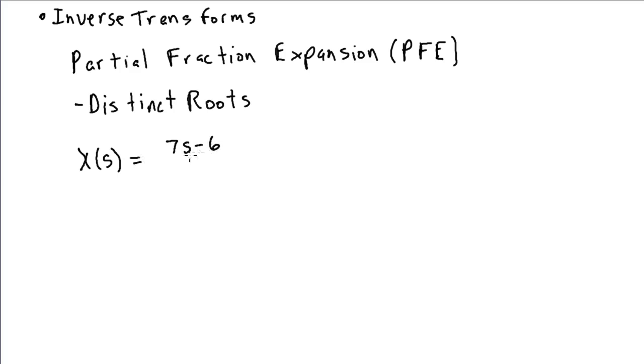So here, let's take a look at an example in which we have distinct real roots. So this might be an example Laplace transform function. I want to factor the denominator, if I can. Here it's a second order example, so I could use the quadratic formula to find the roots. In this case, the roots are s equal to 3 and s equal to minus 2.